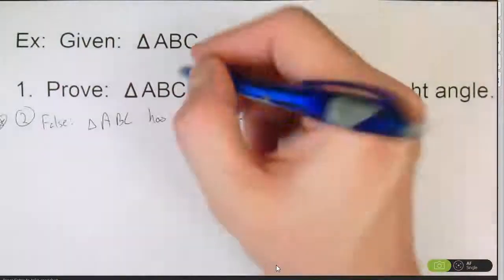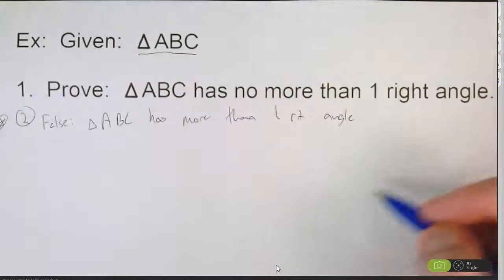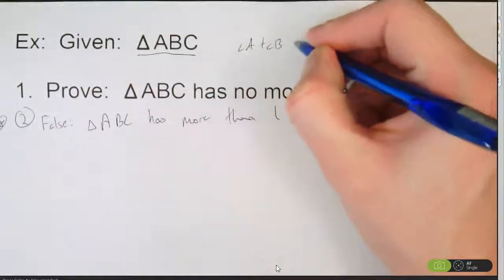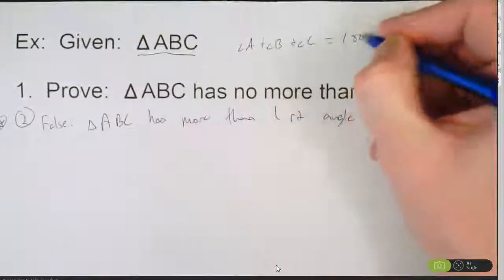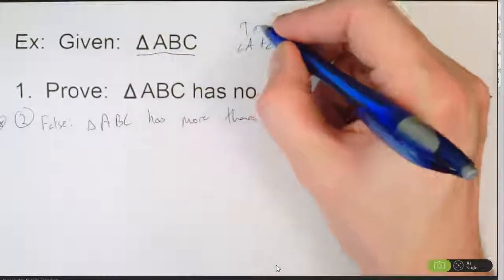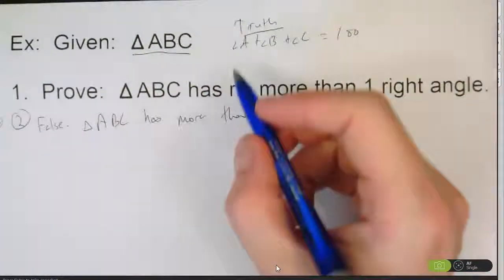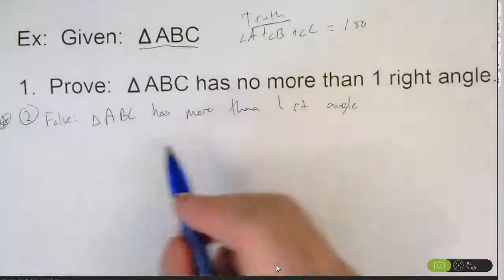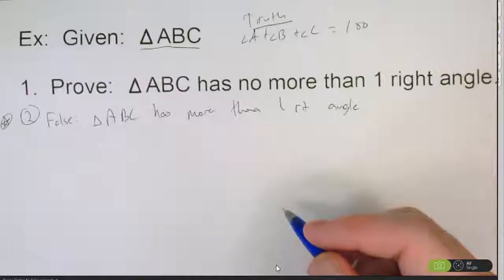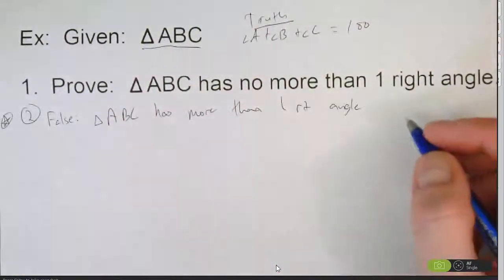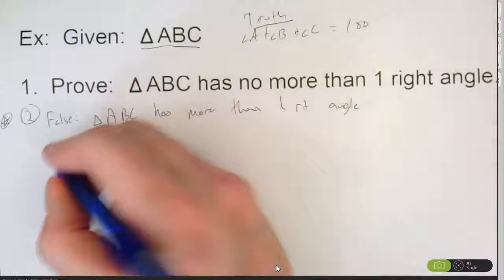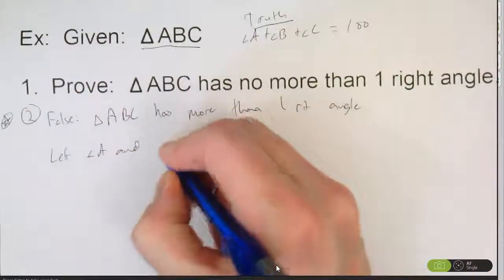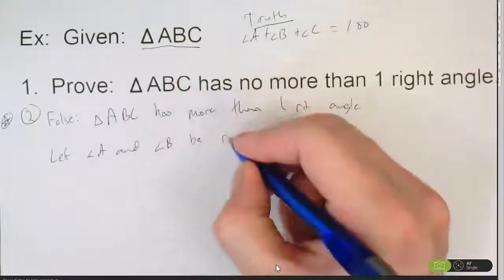Now, there's one more thing to this we have to add though, because we have to find somewhere that's a contradiction. So we have to talk about another fact we know. If this is a triangle, then angle A plus angle B plus angle C has to equal 180. That's a truth for triangles, that all three angles added together is 180 degrees. So here's what we're going to say. Assume ABC has more than one right angle. So let's assume it has 2. So let angle A and angle B be right angles.